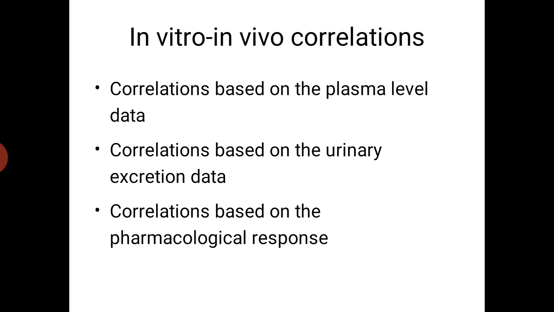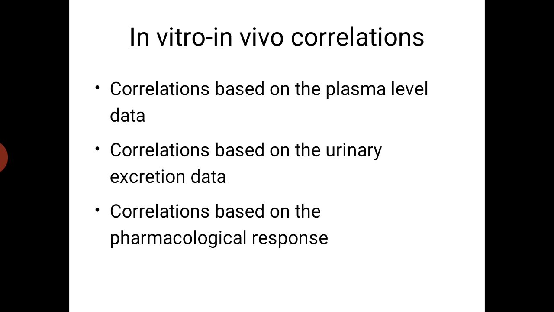So in vivo correlation can be correlation based on the plasma level data, correlation based on urinary excretion data, correlation based on pharmacological response method. Same as how you perform the bioavailability studies. You can consider the kinetic parameters, plasma kinetic parameters like Cmax, Tmax or AUC, whatever it is.